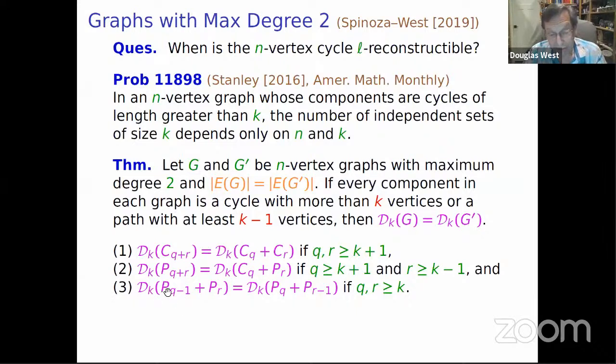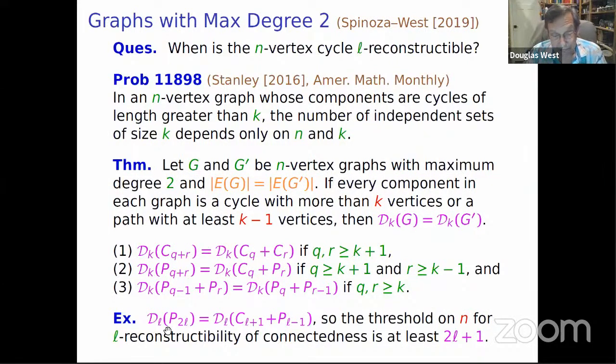And finally, suppose you have a graph that's a disjoint union of two paths. Well, you could shift a vertex from one path to the other, and it would still have the same K deck as long as all the paths involved have at least K minus one vertices. So in particular, if you look at the path with two L vertices, it will have the same L deck as the graph consisting of a cycle with L plus one and a path with L minus one. And that means that the threshold on the number of vertices in order to have L reconstructibility of the property of connectedness will have to be at least 2L plus 1. Okay? So we have that lower bound.